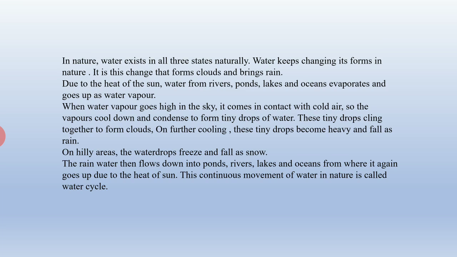So the vapors cool down and condense to form tiny drops of water. These tiny drops cling together to form clouds. On further cooling, these tiny drops become heavy and fall as rain. On hilly areas, the water drops freeze and fall as snow. The rainwater then flows down into ponds, rivers, lakes, and oceans, from where it again goes up due to the heat of the sun. This continuous movement of water in nature is called water cycle.